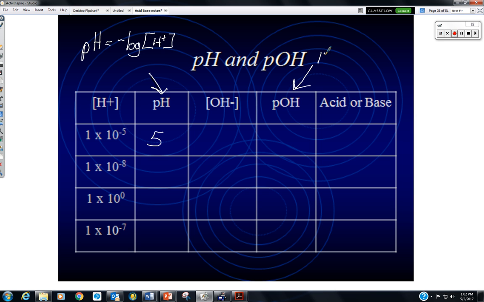Now, since we have this number, the easiest way to determine pOH is 14 minus pH equals pOH. All right, so that's the easiest way. So 14 minus 5 gives us what? All right, so we get a pOH of 9. Now, just simply based off of pH, is this an acid or a base? A pH of 5 is less than 7, so that means it is an acid.